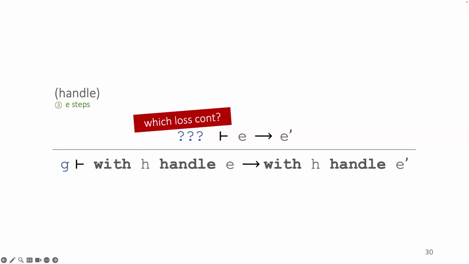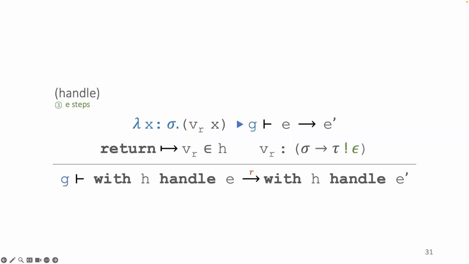But the G is not waiting for the result of E, right? Because when E returns, we know that the return clause of the handler will get applied first. So that is why we need to extend the loss continuation when we evaluate E. So the loss continuation under which we evaluate E is not G, but it is first applying the return clause VR from the handler, and then we pass the whole result to G that is actually waiting for the result of this whole handle expression. And you can see this is how the loss continuation gets extended during evaluation of the program.